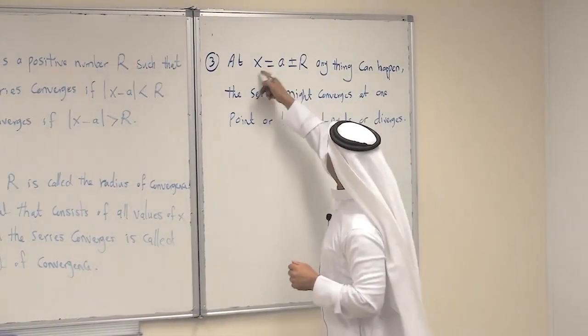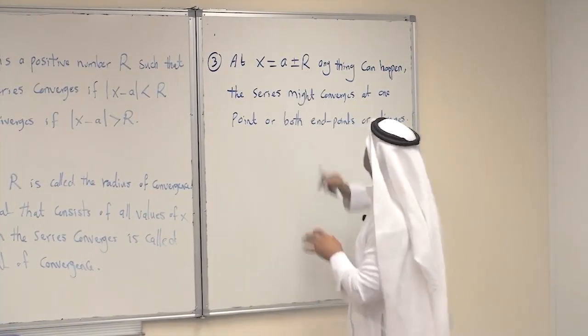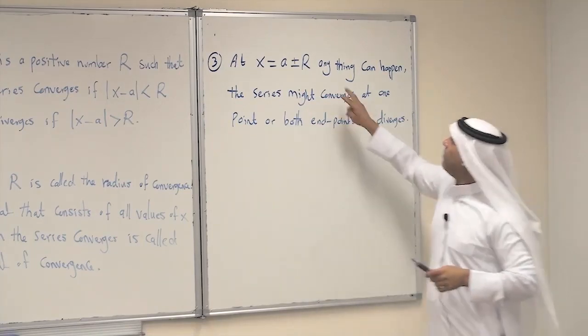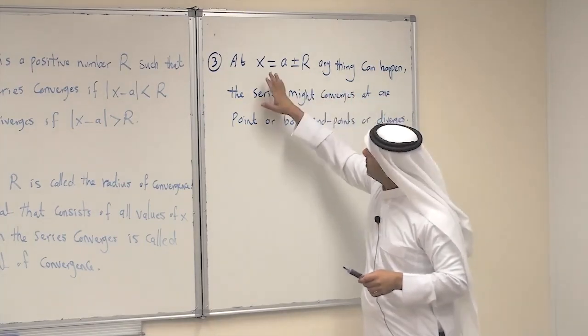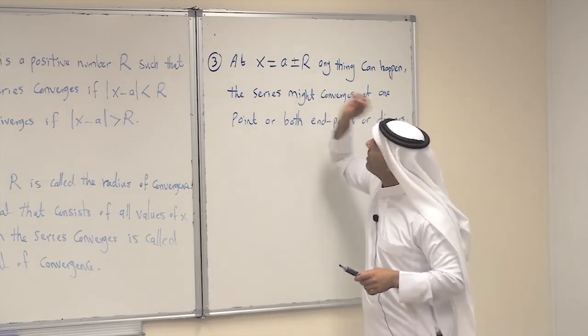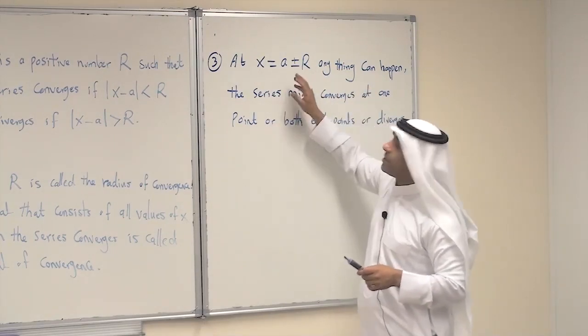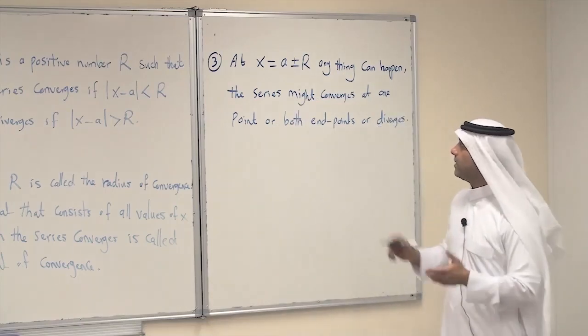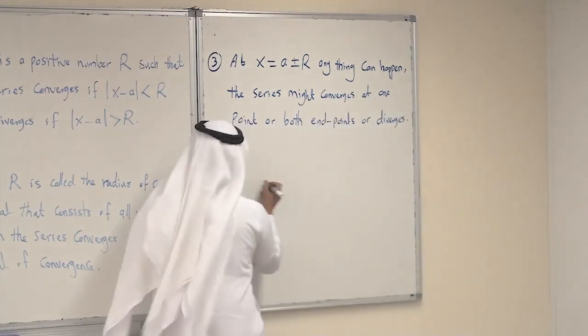What's happening at x equal to a plus or minus r? At the endpoints, everything is possible. You may have both points be points of convergence. You may have both of them be points of divergence. You may have one of them a point of convergence and the second point a point of divergence. Because this is exactly what we mean by this.